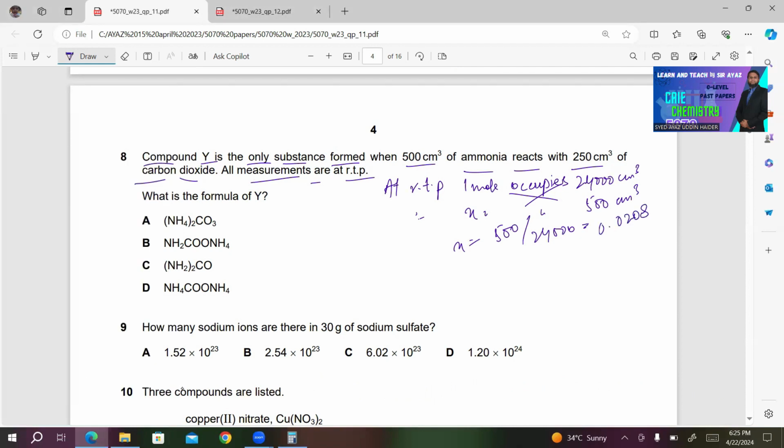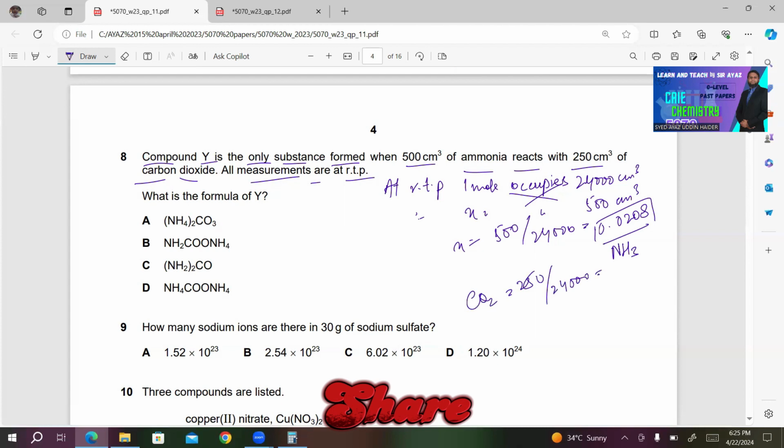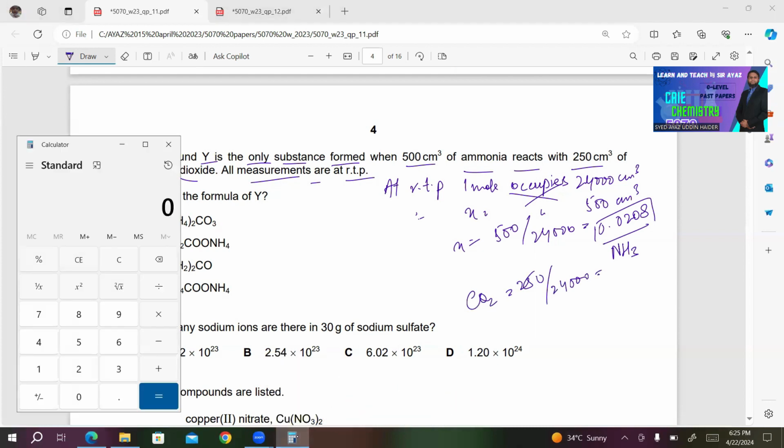0.0208. What about carbon dioxide? The same logic will be applicable for carbon dioxide. This is for ammonia. So for carbon dioxide, we'll get 250 divided by 24,000, which is 0.01.